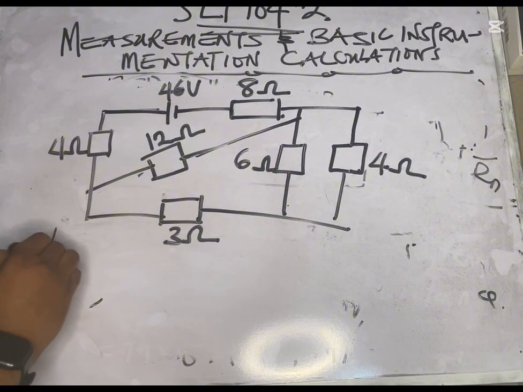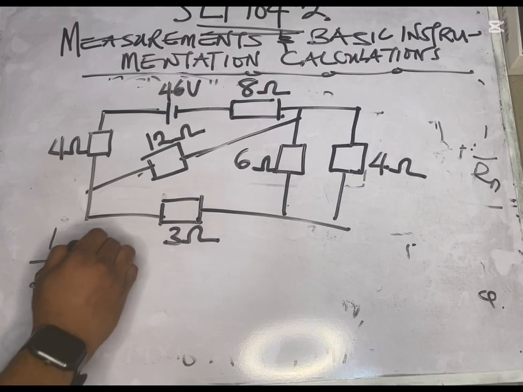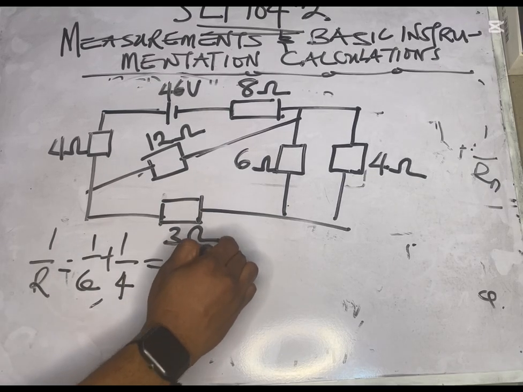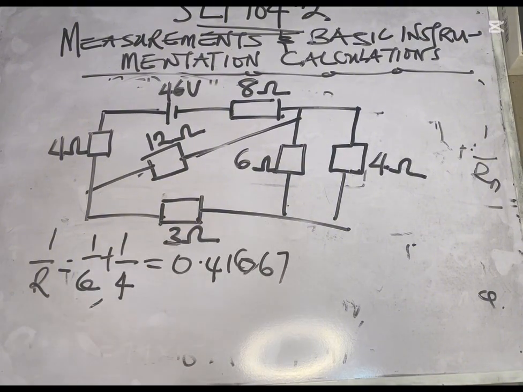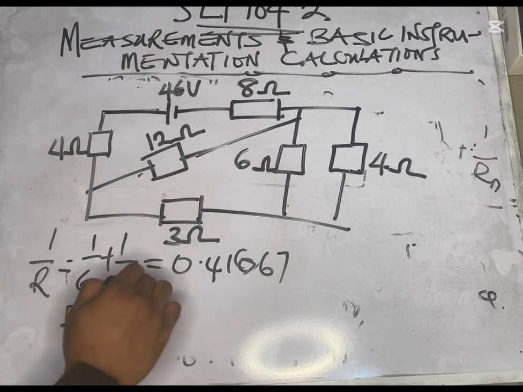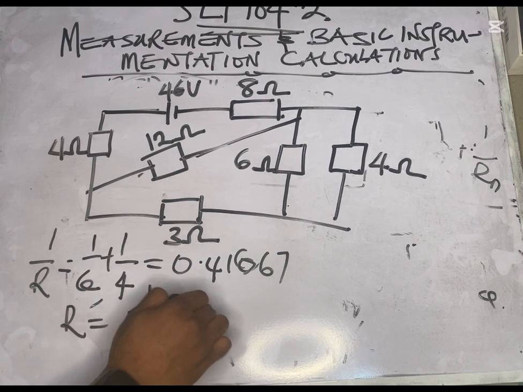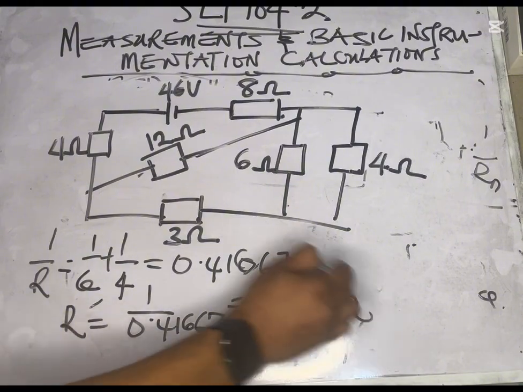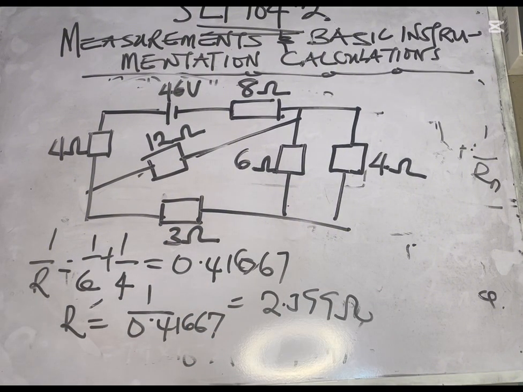So resolving them, 1 over R will be equal to 1 over 6 plus 1 over 4. If you add this, it gives you 0.41667. Now I remember I told you, your R now will be 1 over this, 1 over 0.41667, which will give us 2.399 ohms, or 2.4 approximately. So you have 2.399 or 2.4. You've been able to resolve those two.